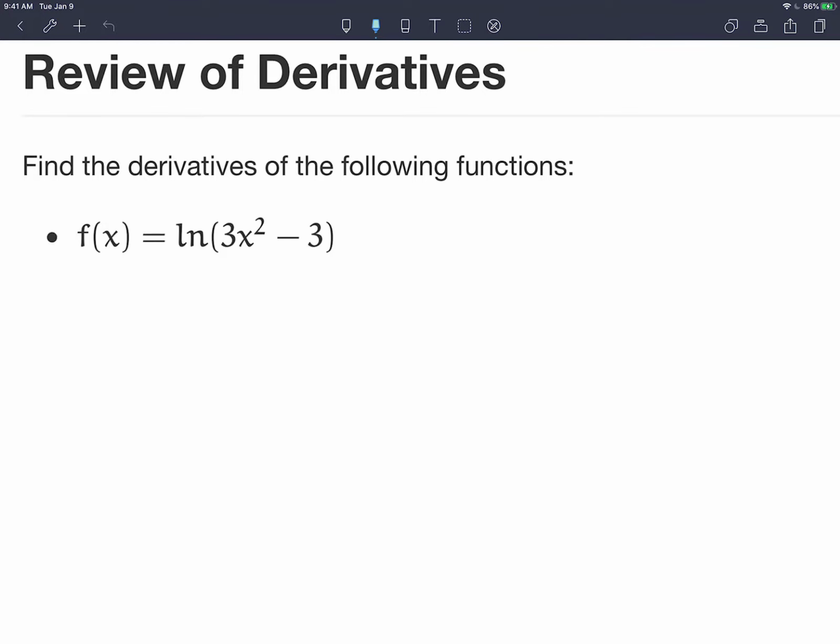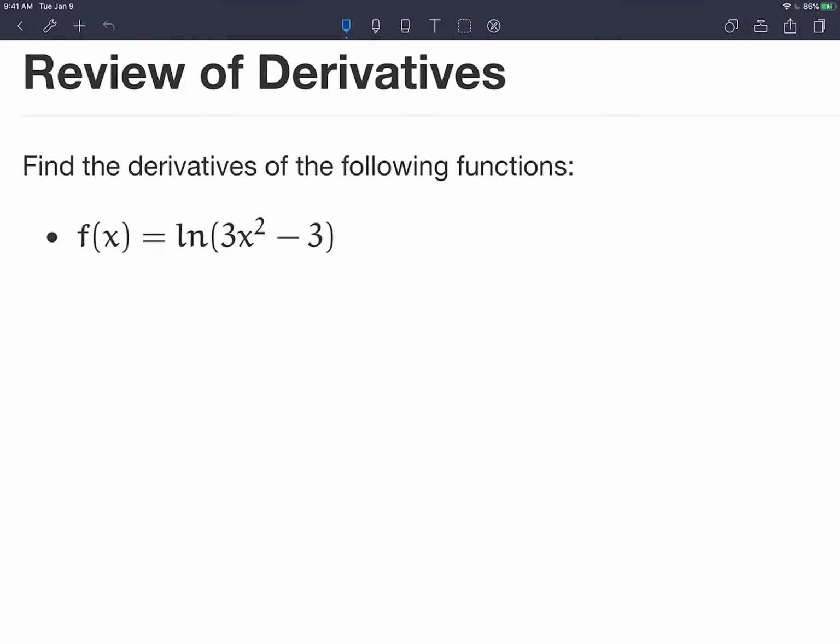Okay, so in this video we're going to do some review of derivatives, and what we need to remember is, of course, our standard basic derivative rules for polynomials, but also exponentials, logs, and trig. But the most important thing I want to review is the product rule and the chain rule.